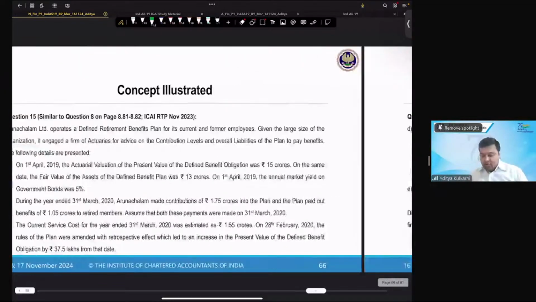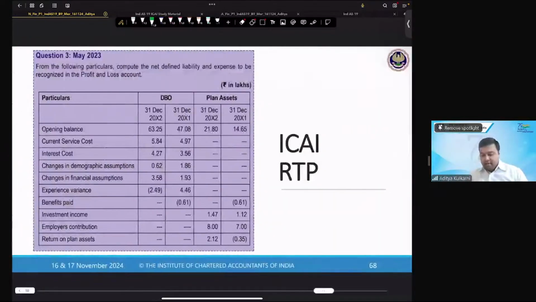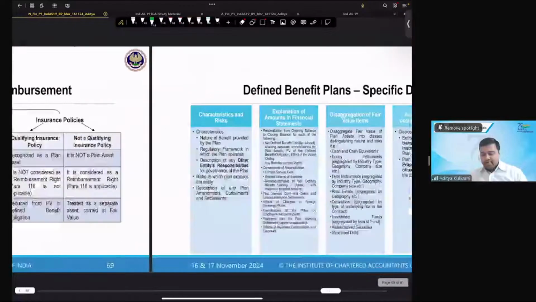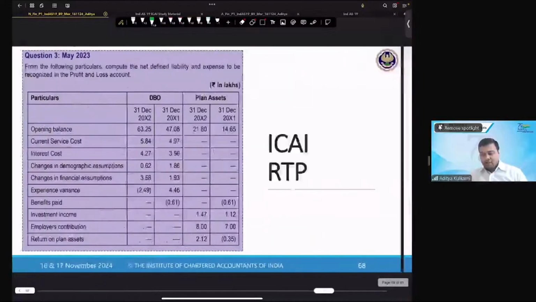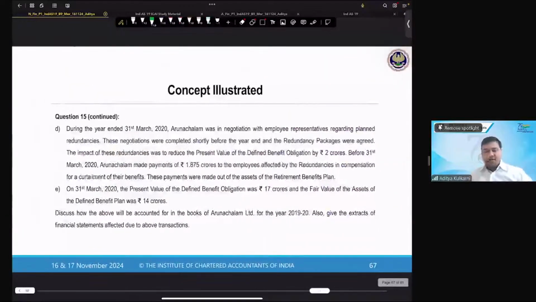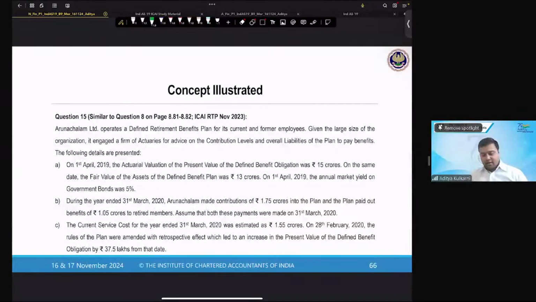So now we take a break of 10 minutes. And then we shall continue. I'm on the last question, which is a very, very good question. It covers your settlements. It covers some curtailments, redundancies, everything is there. And once I do this, we are done with the standard.